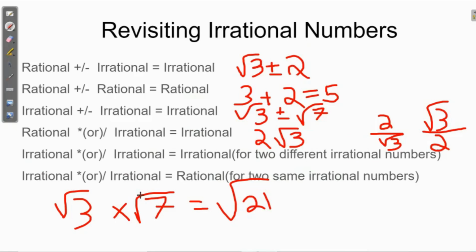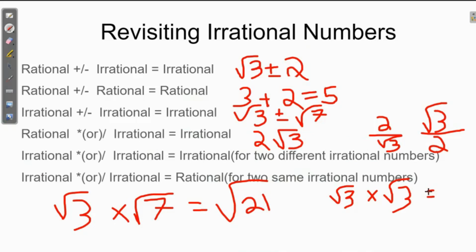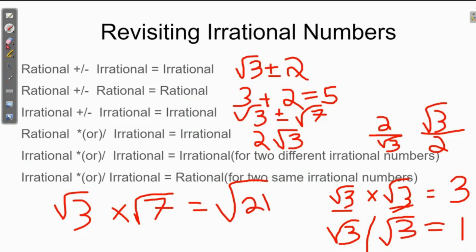Okay. Now say both are same. Root 3 into root 3. Root 3 into root 3 is equal to 3. So since both the numbers are equal, if both the irrational numbers are equal, then their product is always a rational number. Even if I do root 3 by root 3, what I'll get, any number, if two same numbers are divided, it is always equal to 1. So 1 is obviously a rational number. So please note down these formulas.